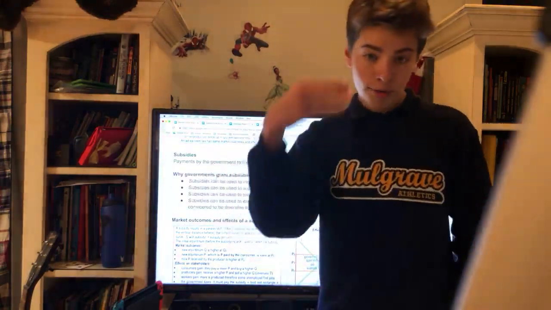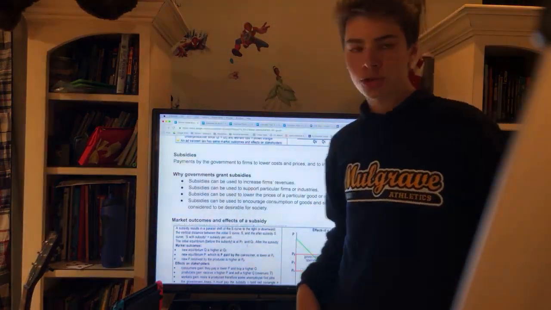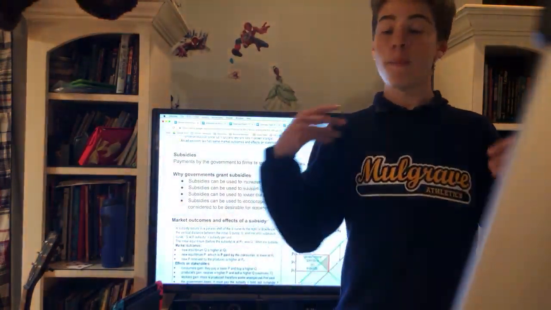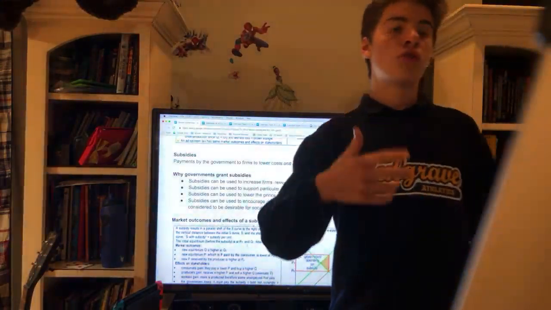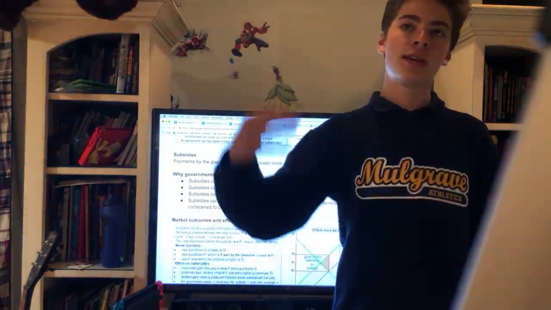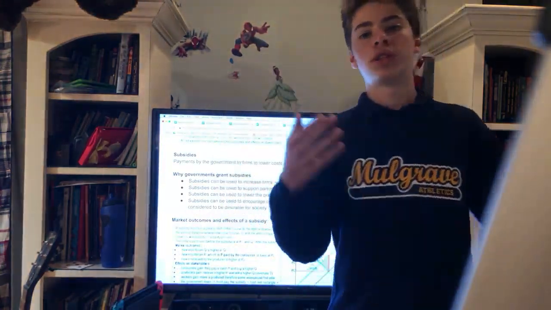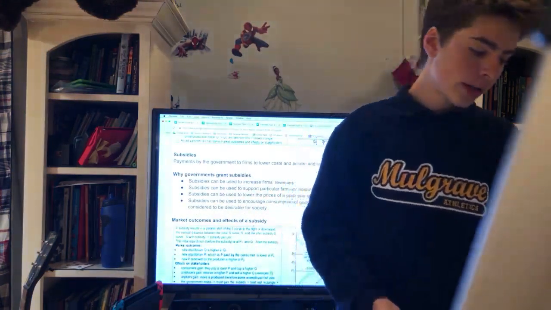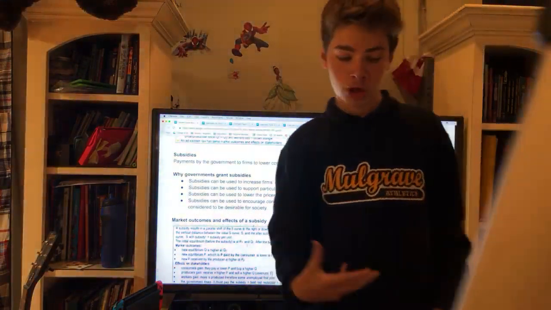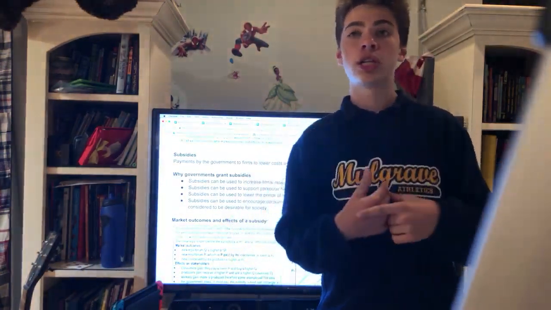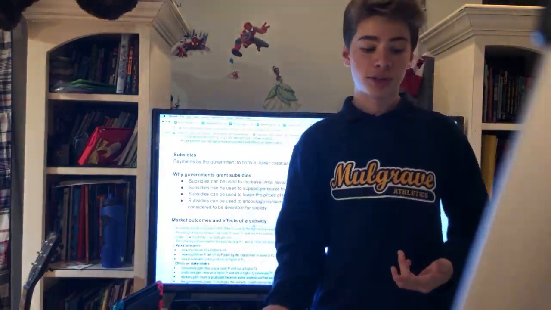And subsidies is when the government pays consumers or producers to do a specific thing. They just give money to them if they do more of it. This normally encourages firms to make more of a specific product. For example, electric cars: if the government was to give a subsidy to Tesla, they would be making more electric cars. And that's kind of what the government wants, as it encourages consumers to buy more of a specific good.